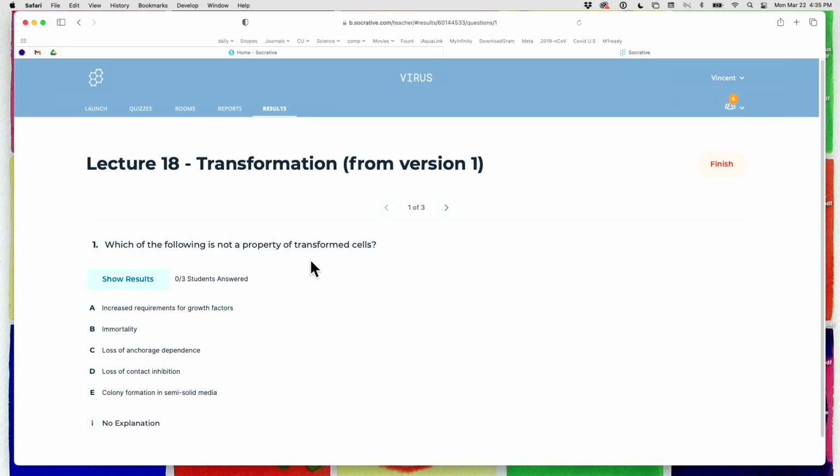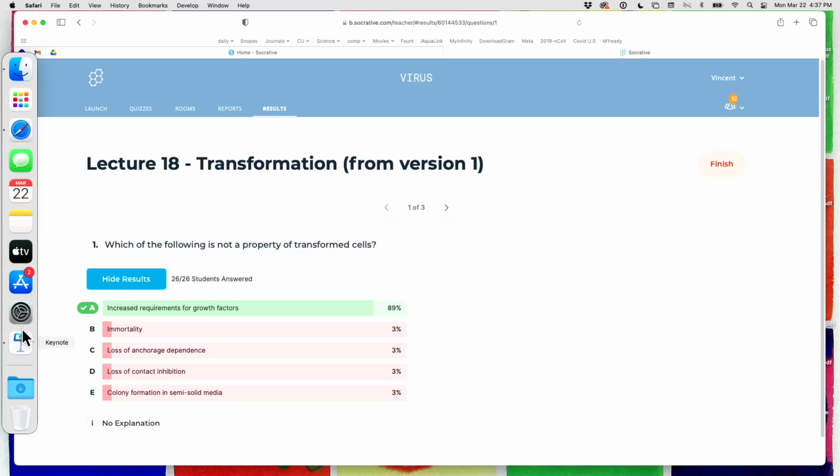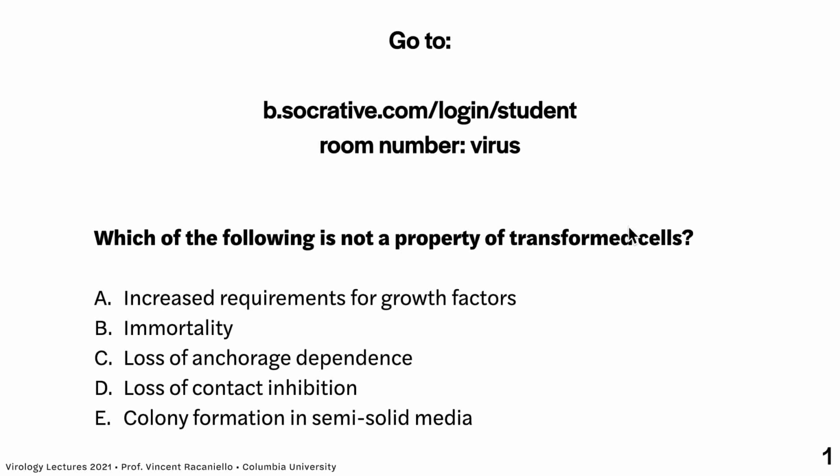So transformed cells are basically persistently infected cells. Which of the following is not a property of transformed cells? Increased requirements for growth factors, immortality, loss of anchorage dependence, loss of contact inhibition, colony formation in semi-solid media. Most of you got the right answer, which is increased requirements for growth factors. It's the opposite of what a transformed cell has: decreased requirements for growth factors, right? All these others are properties of transformed cells.